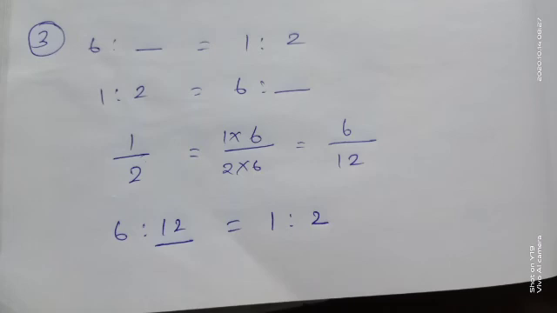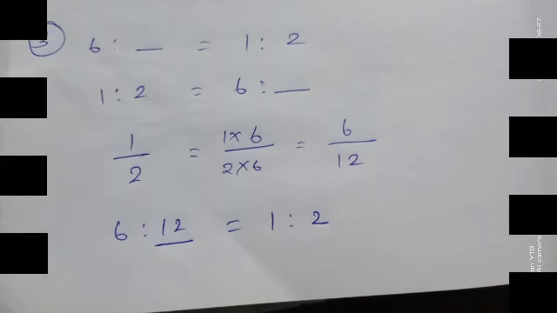So, write the 1 is to 2 in fraction form, that is 1 by 2 which is equal to 6 by 12. Which number you are multiplying by 1, you will get 6? Yes, if you are multiplying by 6, we will get 6. So 1 into 6 is equal to 6 means, 2 we have to multiply it by 6. So 2 into 6 is equal to 12. So the answer is 6 is to 12 which is equal to 1 is to 2. This is the way to find the equivalent ratios.